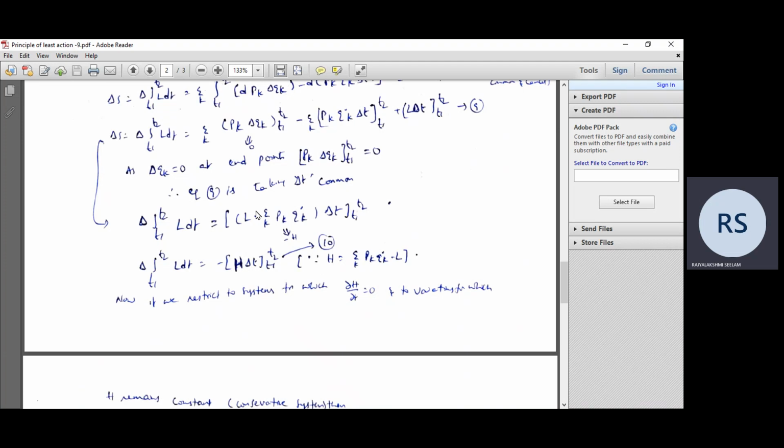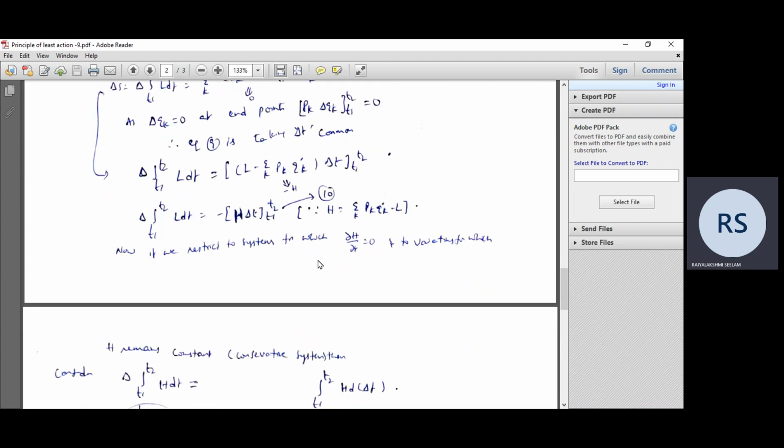But if you see this one, it looks like minus h. So we are writing this one with minus h. So minus h delta t limits t1 to t2. So delta integration t1 to t2 l dt equals to minus h delta t t1 to t2. Let it be equation number 10.